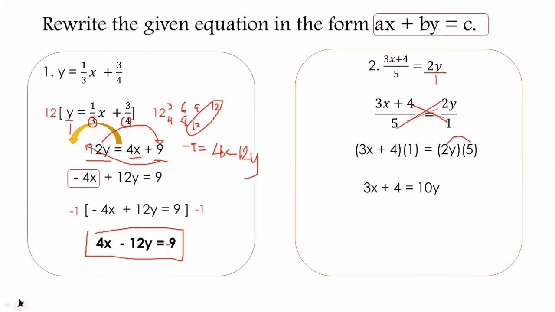And then, the next thing to do is transpose mo yung 10y dito and then si 4 naman dun sa kabila. So, kapag nagta-transpose, nag-iiba yung sign basta nadadaanan yung equal symbol. So, yung 10y na positive magiging negative. So, 3x minus 10y, then si 4 naging negative 4 siya. So, that is your final answer.